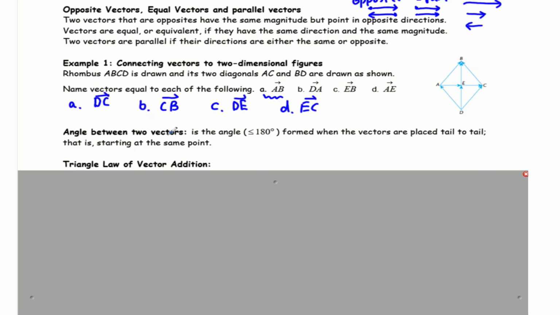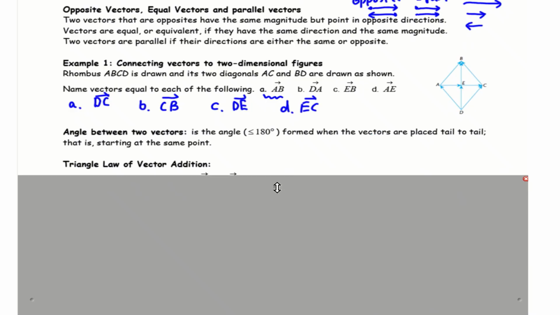Then continue. The definition of the angle between two vectors is the angle formed when the vectors are placed tail to tail. For example, if we want to find the angle between DA and DC, we need to put the tails together. Then this angle is less than 180, and this side will be greater than 180. The other angle must be less than 180, so this angle we call the angle between the two vectors.